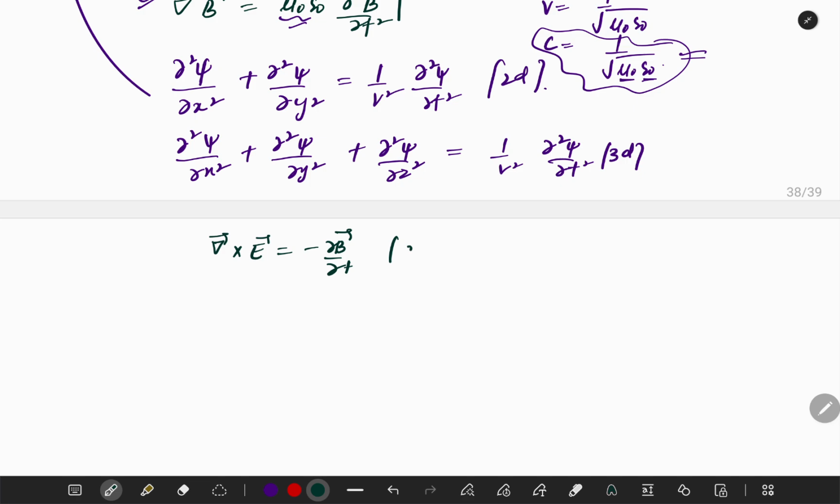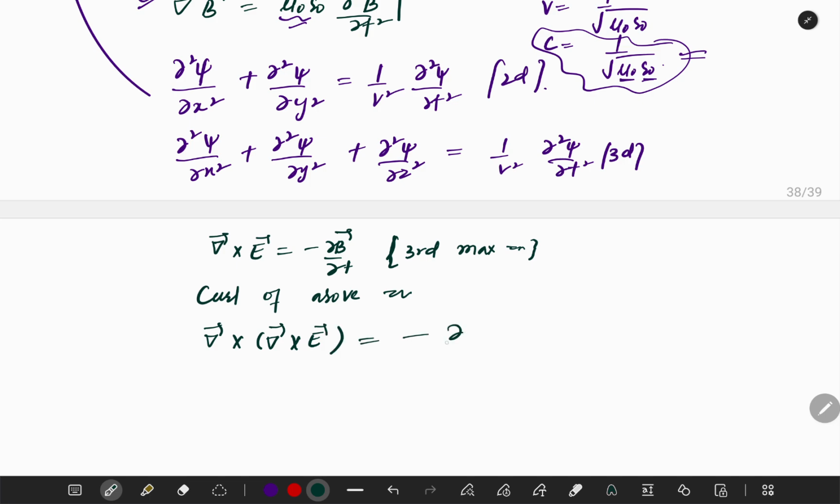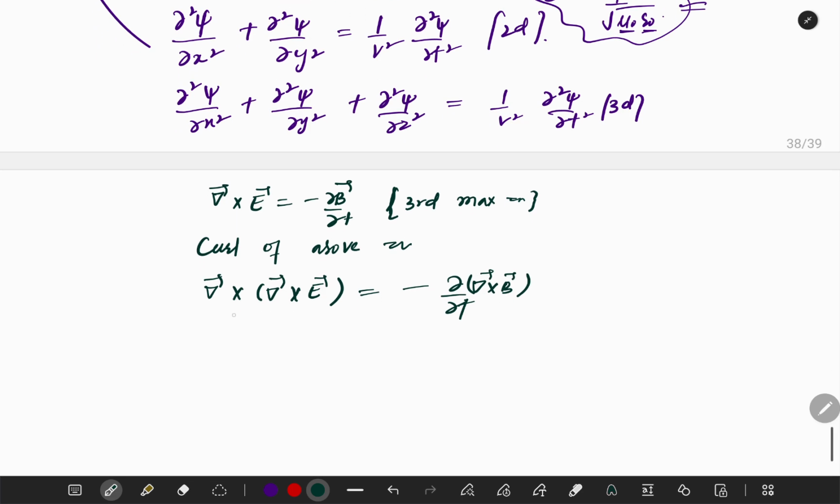This is the third Maxwell equation, and if we take curl on both sides, so del cross of E equals minus dou B by dou t, del cross of B. Now this is the famous del cross of E. If you don't know, it's equal to gradient of divergence of E minus del square of E.